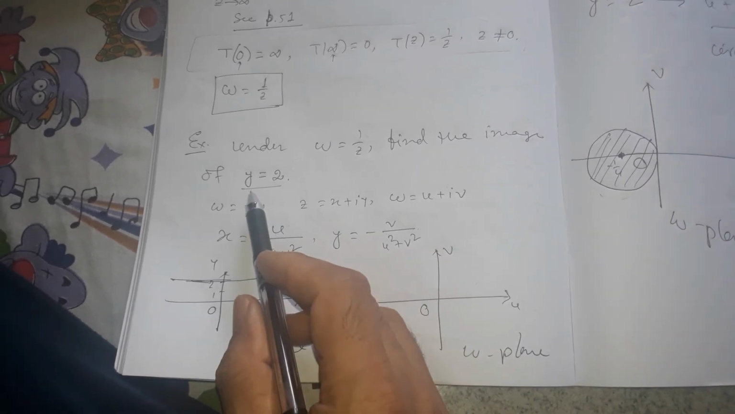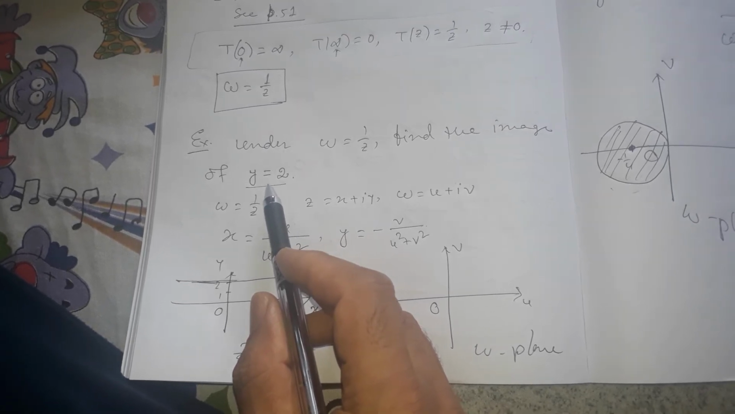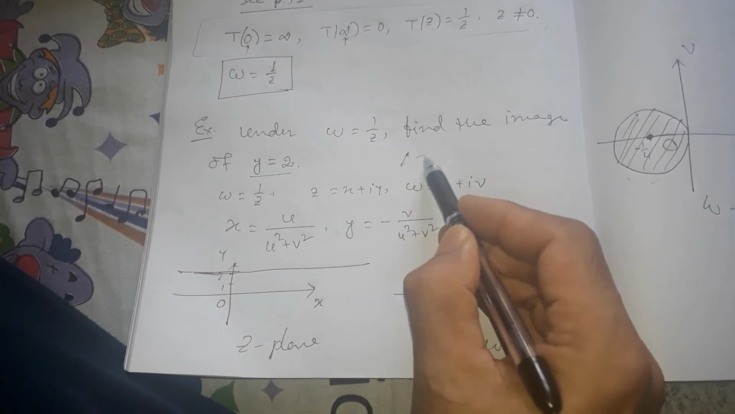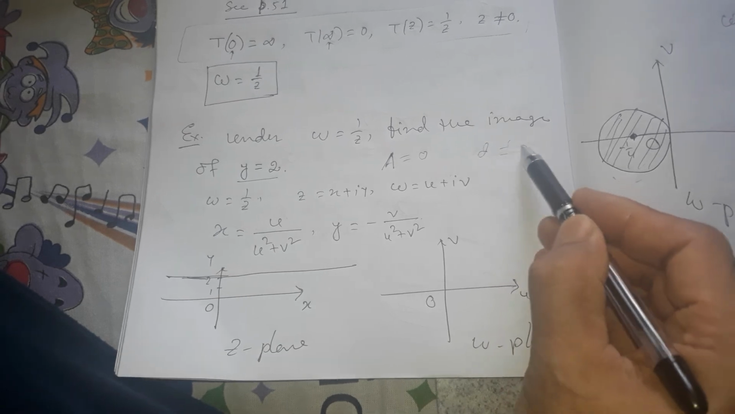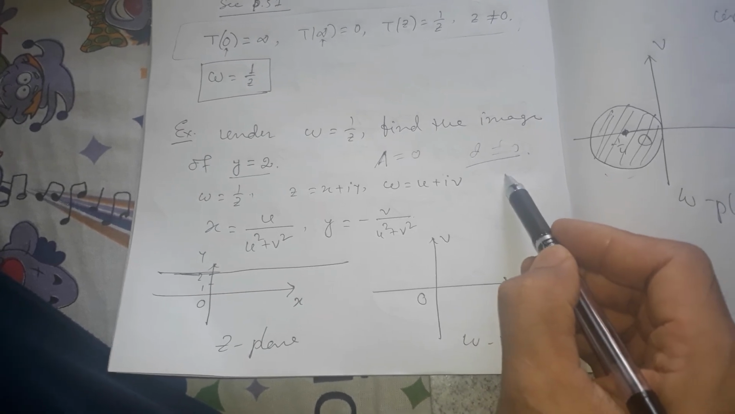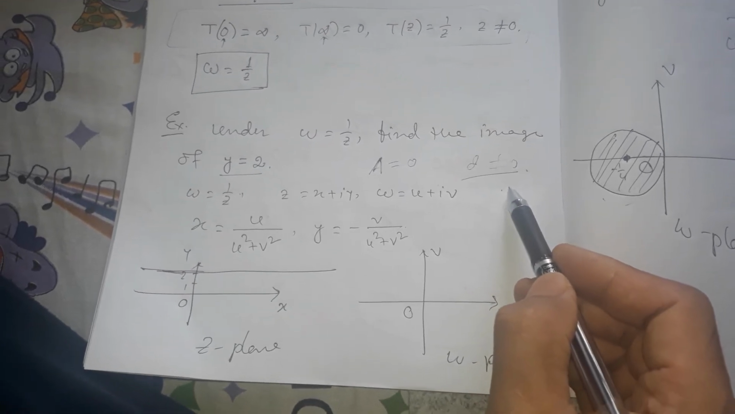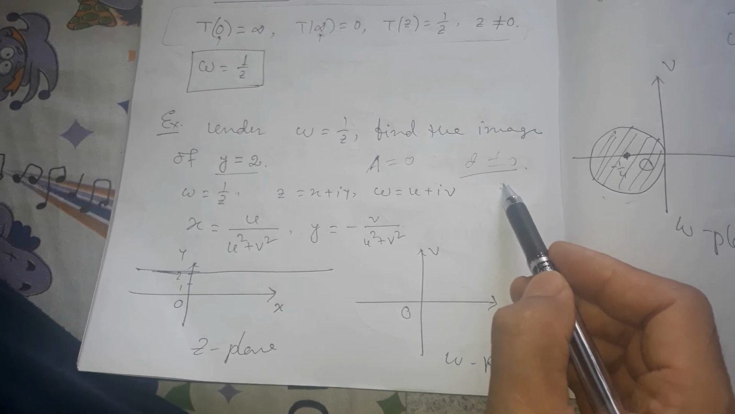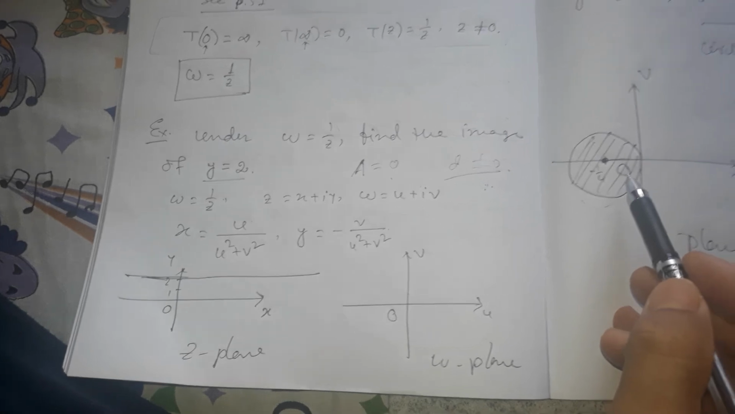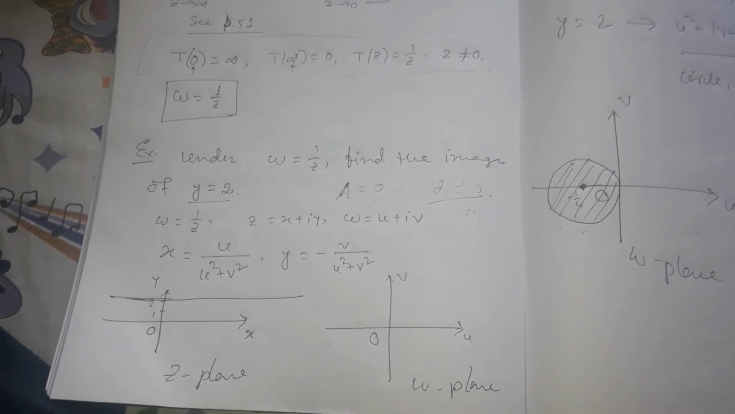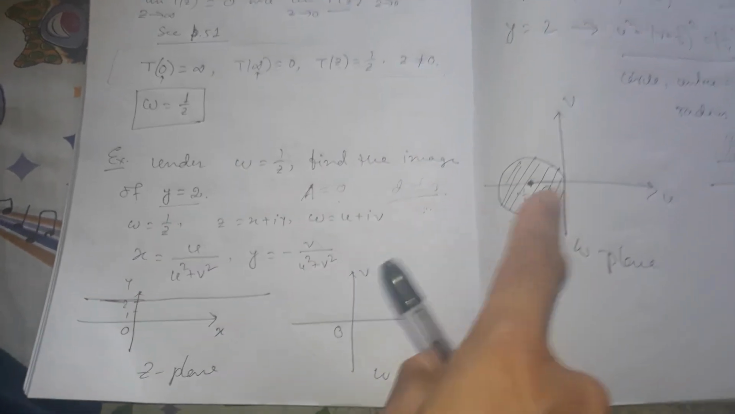Y equal to 2 is a straight line not passing through the origin. It is a straight line because a is 0 here in the general equation, and d is not equal to 0. Therefore in the w plane it is a circle, and since a equal to 0, it is passing through the origin. So that is the image. We are getting the curves to which it is mapped.